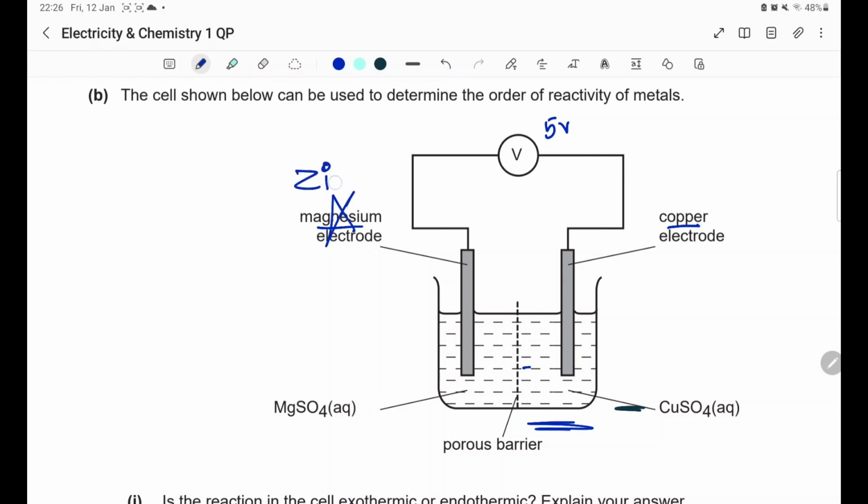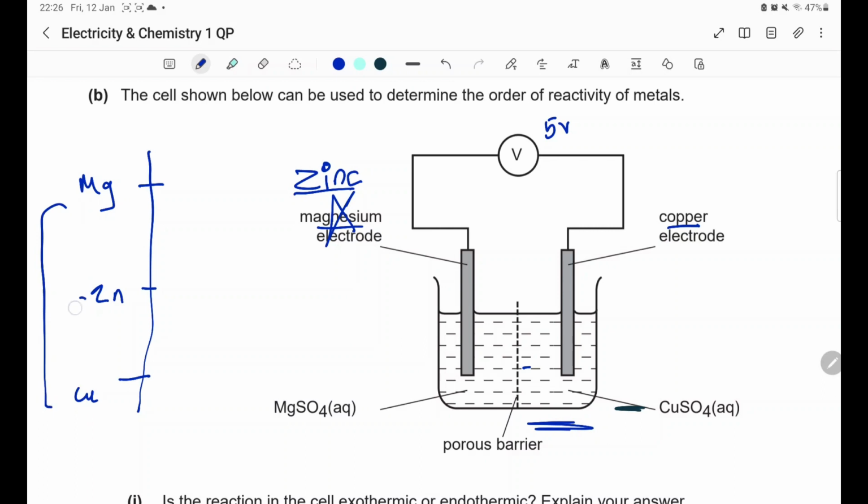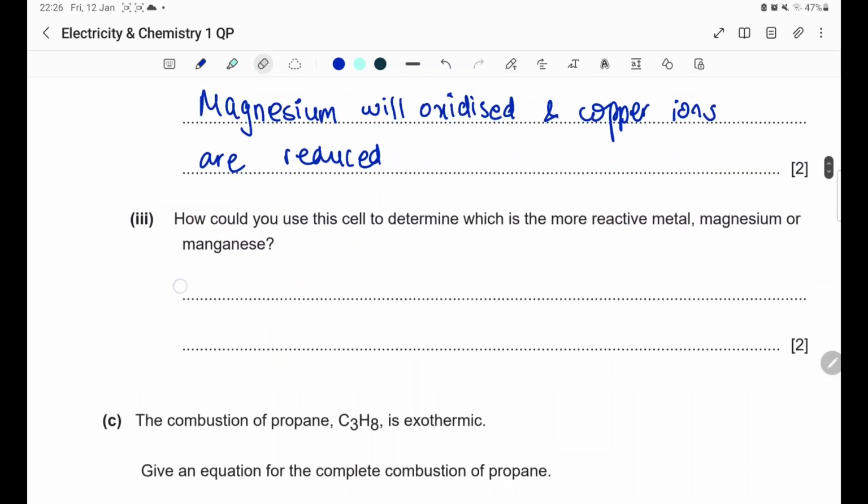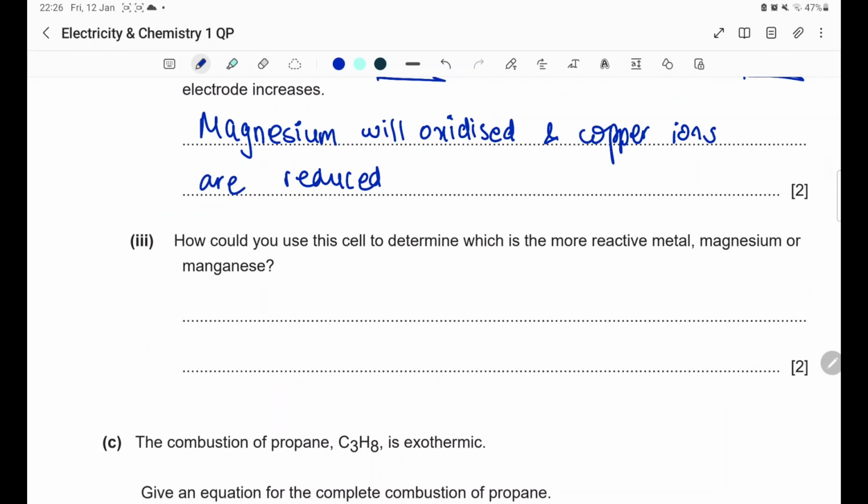If I replace this with zinc, the difference between zinc and copper on the reactivity series is less than the difference between magnesium and copper. Magnesium is somewhere here, zinc is somewhere here, and then we have copper. So this is more than what this is. Therefore, the reading is going to decrease. Now, how would you determine if manganese is more reactive or if magnesium is more reactive? Well, you're going to read the reading that it has for magnesium.